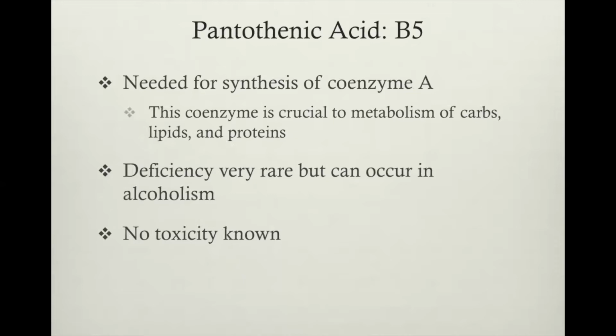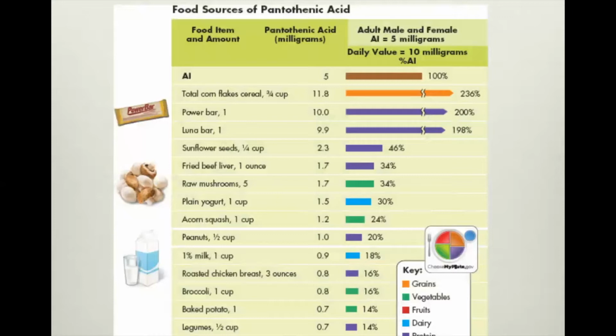There is no upper limit, and we don't know about toxicity of this particular vitamin, and we do see deficiency in alcohol, so that's a big trend with these B vitamins. Some sources of pantothenic acid: corn flakes, Power Bar, Luna Bar, sunflower seeds, beef liver. You've got some vegetables, some dairy, some protein foods, and some grains there.